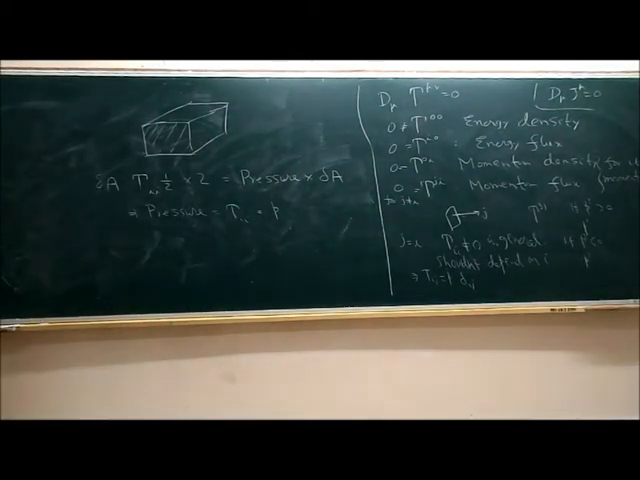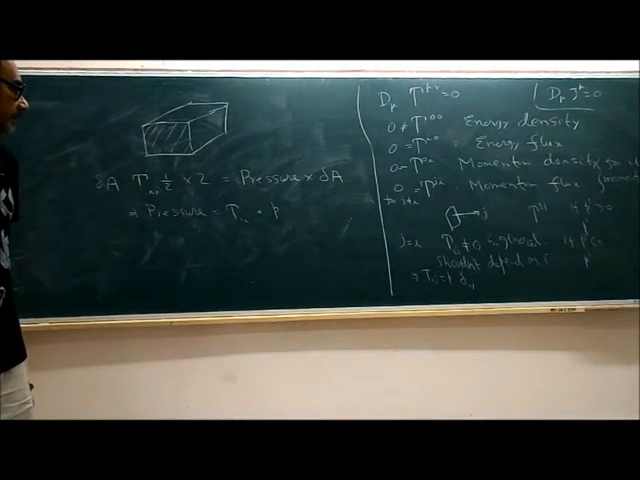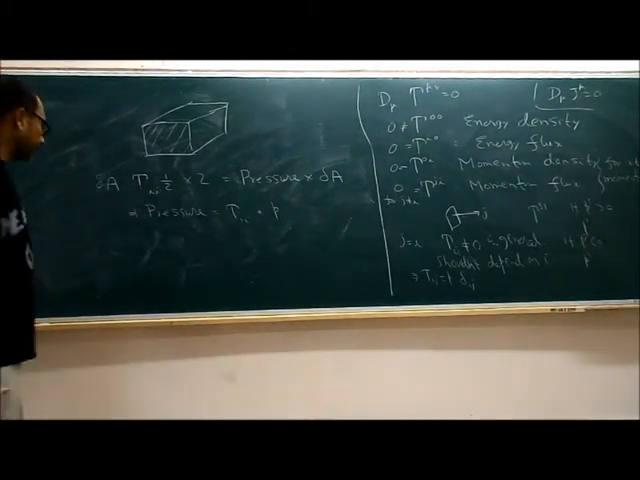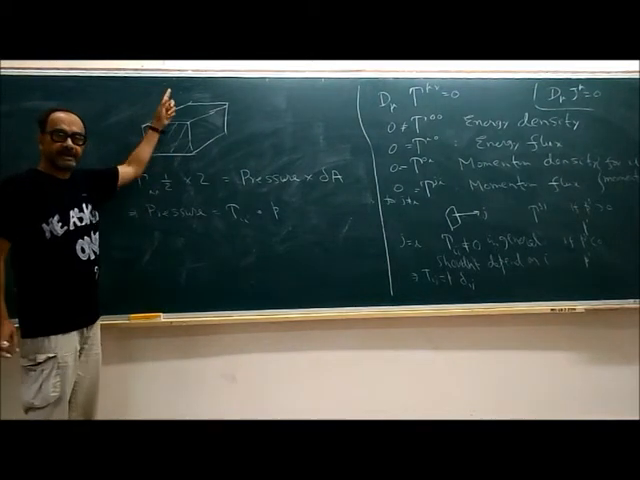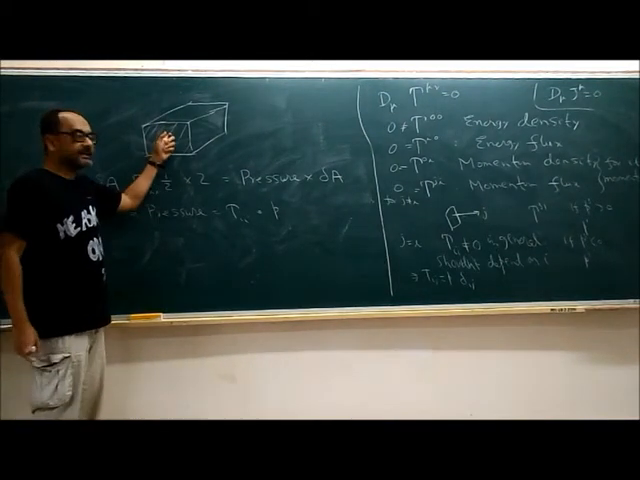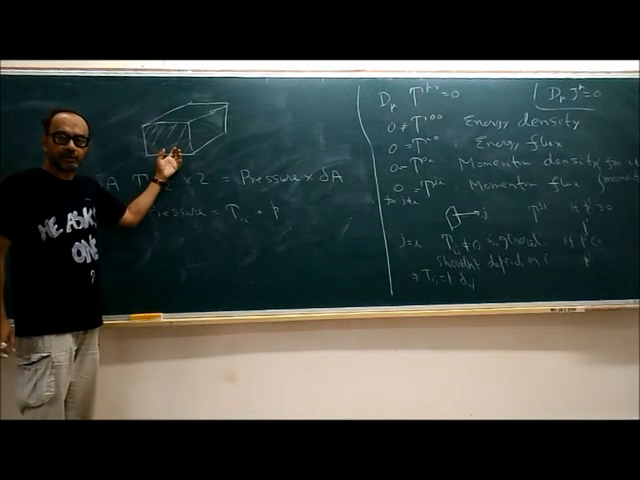Sir, for the general case, would it involve a sum over T_ij, with j from 1 to 3, momentum components in all three directions? No, because what does T_ij measure? T_ij measures the j flux, right? But that flux is not transferred on this box.